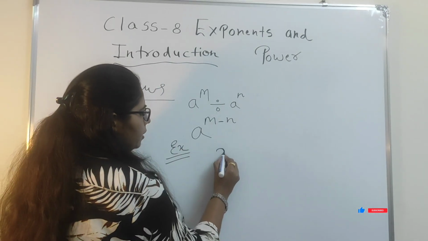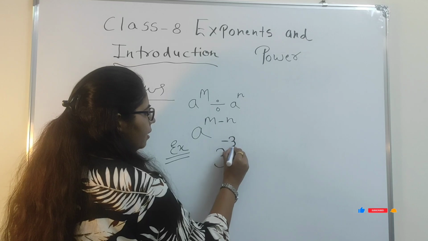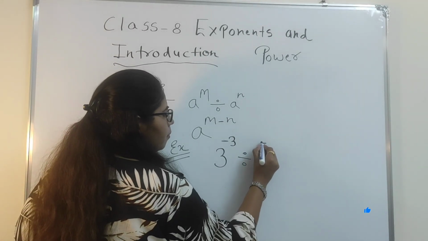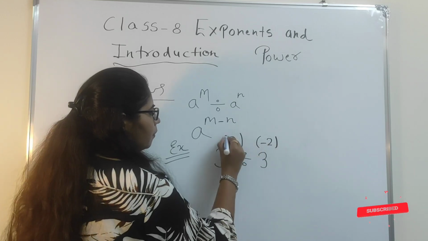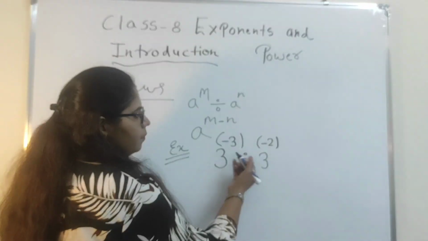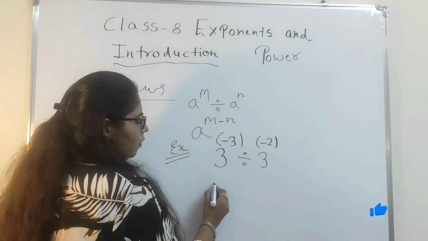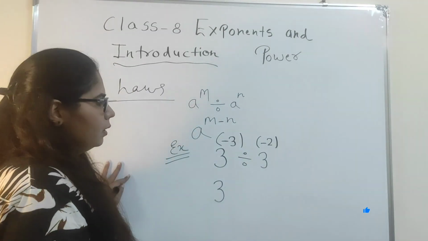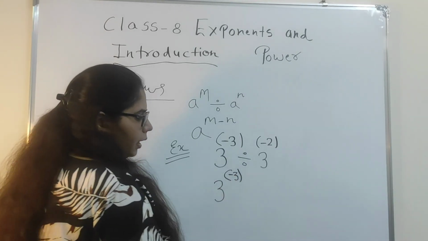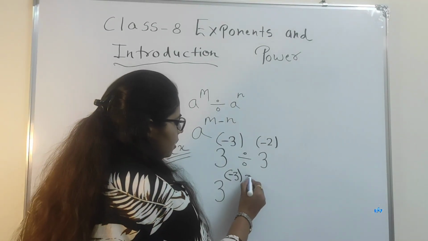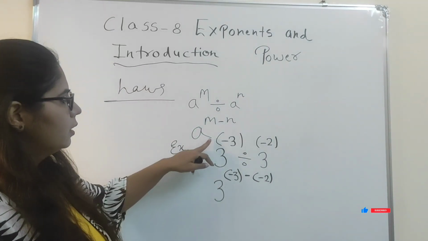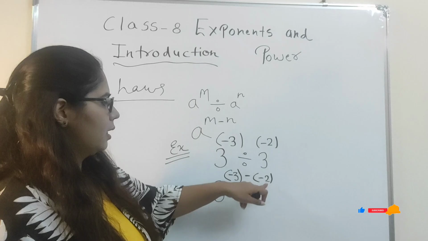Suppose the example is 3 to the power minus 3 divided by 3 to the power minus 2. See, both are negative powers. The base is the same. In the division, how will we solve it? 3 is common. Now we have to subtract the power: negative 3 minus 2. This is the first power, and we subtract the second power.